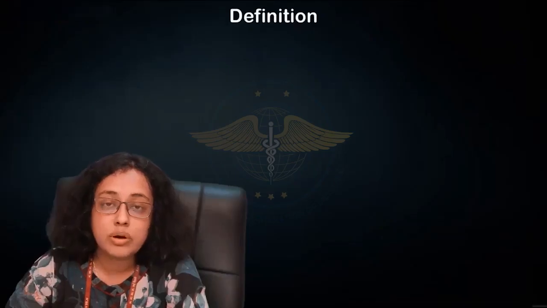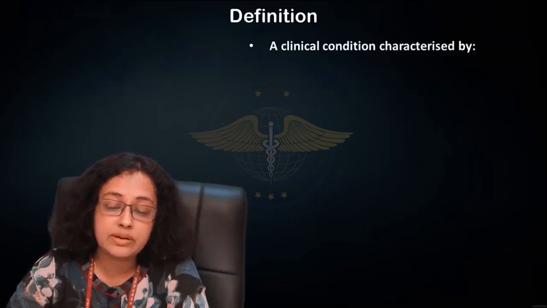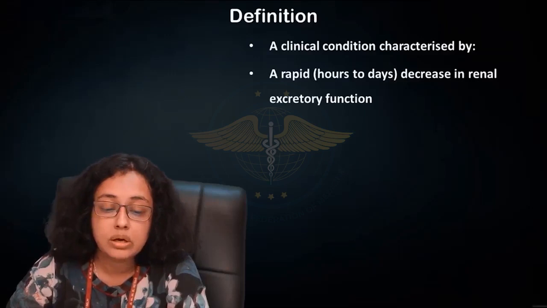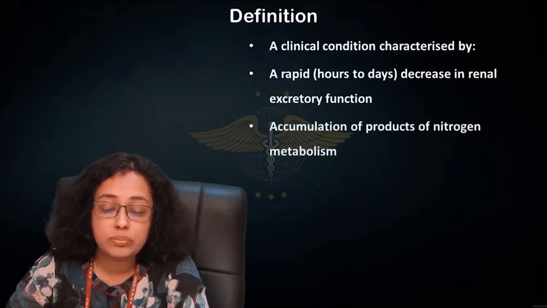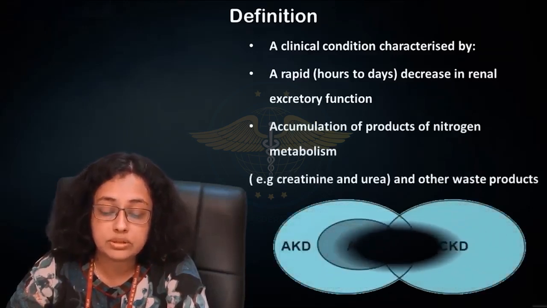So when we talk about acute renal failure or acute kidney injury, it basically is a clinical condition characterized by the rapid worsening of renal excretory function. Now, how rapid is rapid? When we talk about acute renal failure, we are usually referring to a worsening within hours to days. This leads to accumulation of products of nitrogenous metabolism like creatinine, urea, and other waste products.